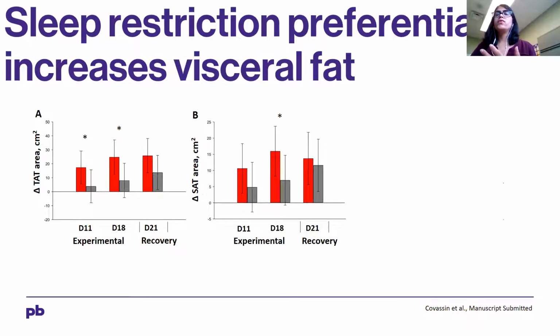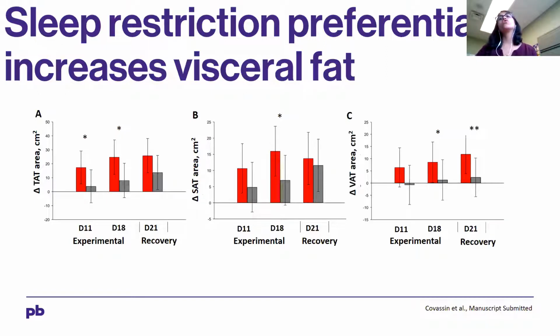There were also increases in the subcutaneous adipose tissue, and they were about the same in both the groups. But the most important thing that we found was that there seemed to be a preferential increase in the visceral adipose tissue only during the sleep restriction. So the gray bars here didn't really change much, but these red bars here, you see there was a good increase. And the important thing to look at here is this is fat. It doesn't just go away because you slept one day. It's there to stay.